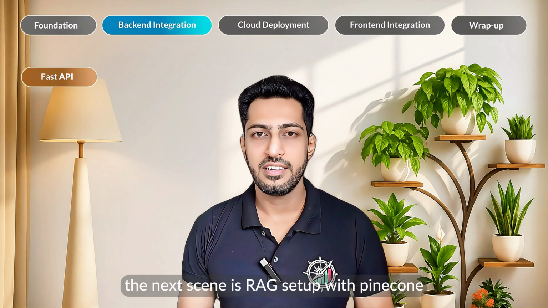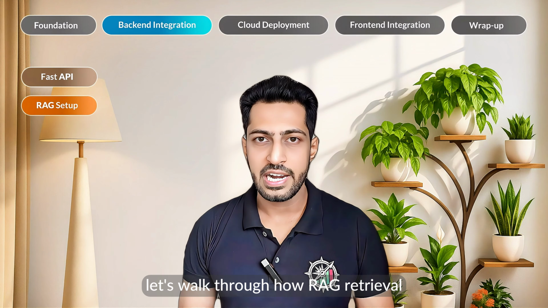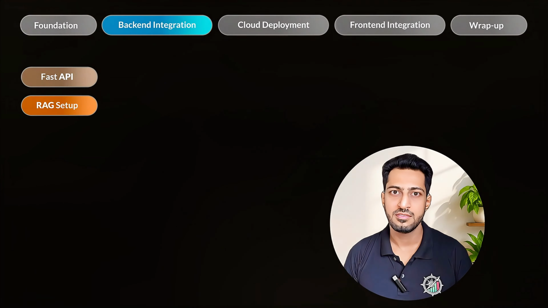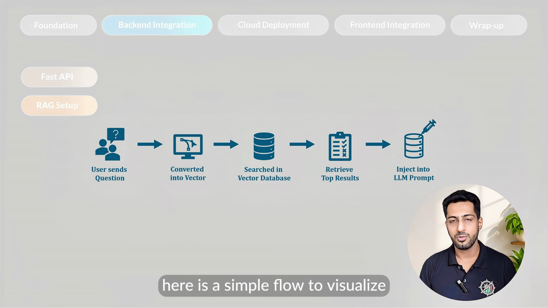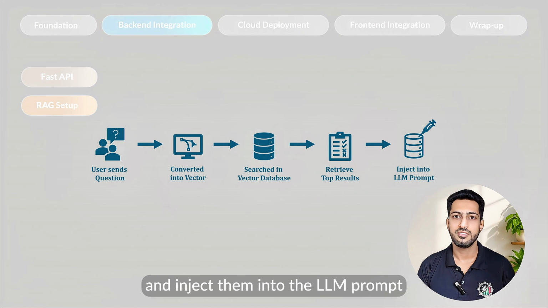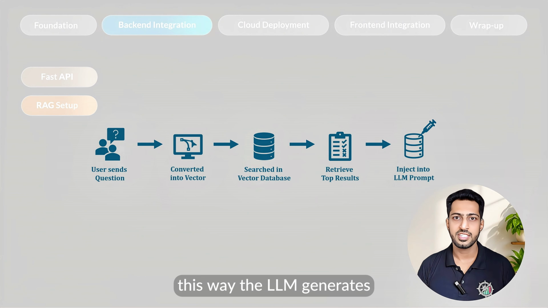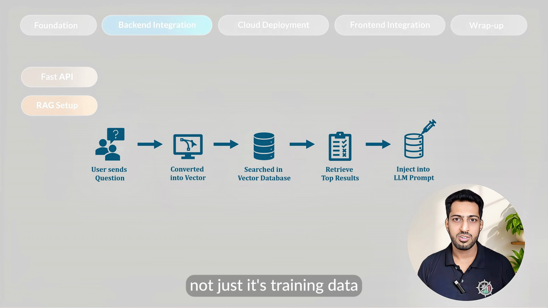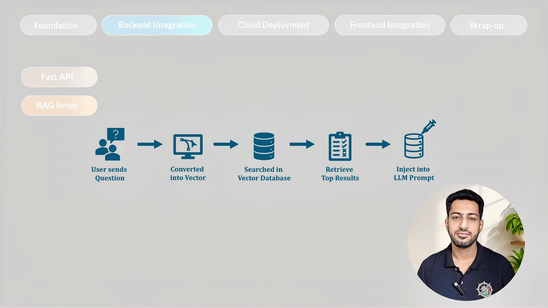The next scene is RAG setup with Pinecone. Let's walk through how RAG, Retrieval Augmented Generation, works using Pinecone. Here is a simple flow to visualize. The user sends a question, we convert it into a vector, search the vector database, retrieve top results, and inject them into the LLM prompt. This way, the LLM generates an answer that is grounded in your actual content, not just its training data.